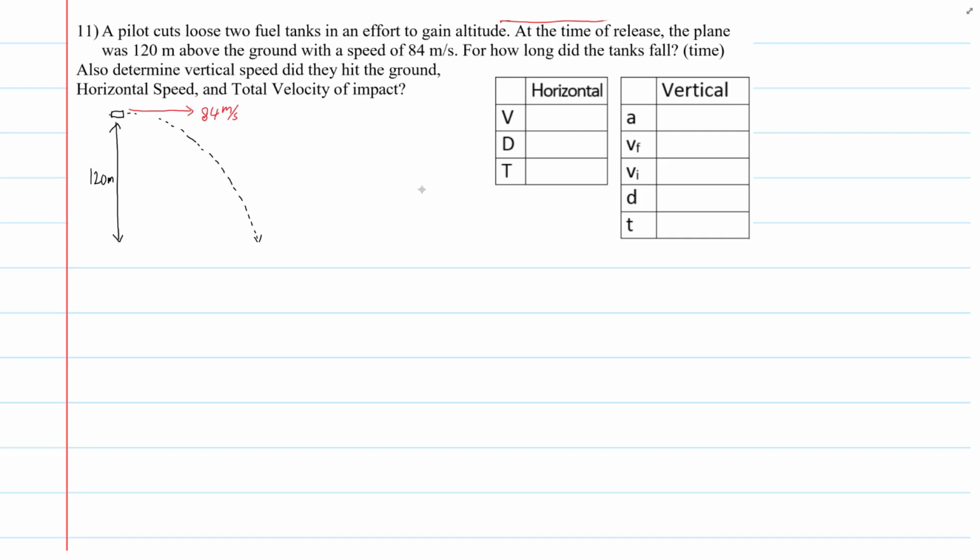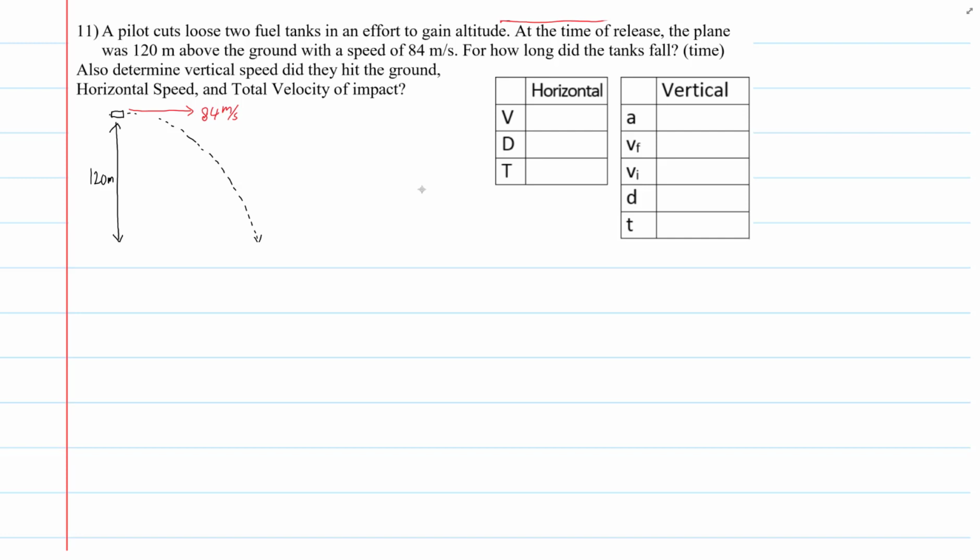A pilot cuts loose 2 fuel tanks in an effort to gain altitude. At the time of release, the plane was 120 meters above the ground with a speed of 84 meters per second. For how long did the tanks fall? That's the time. Also determine the vertical speed when they hit the ground. What's the horizontal speed when they were hitting the ground? And what is the total velocity of impact? Very unique question. Okay, let's take a look at this.